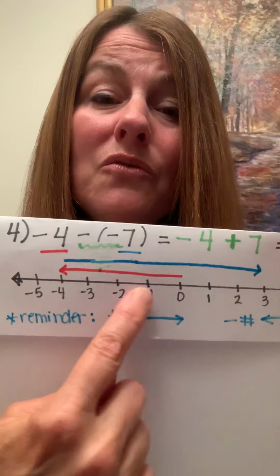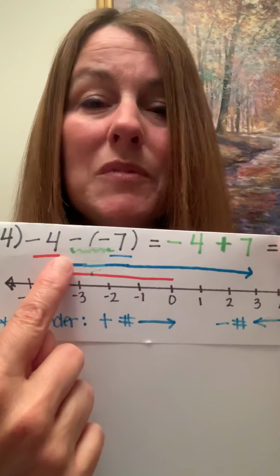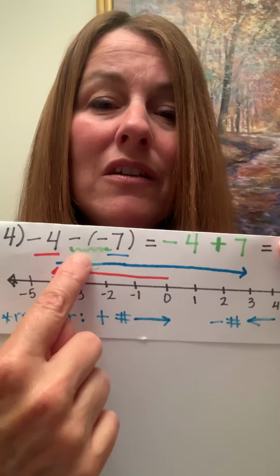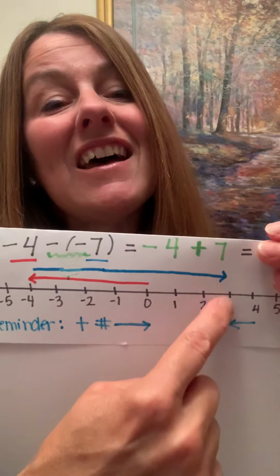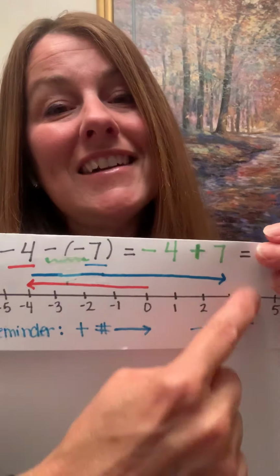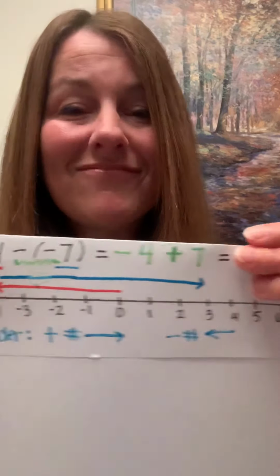So here's my -4. Zoop. I'll go straight up, take my pencil, and go over 7. 1, 2, 3, 4, 5, 6, 7. Where do I end? What's my answer there? 3. Yay, we did it.